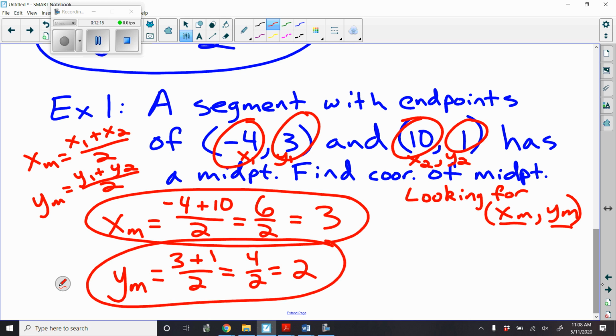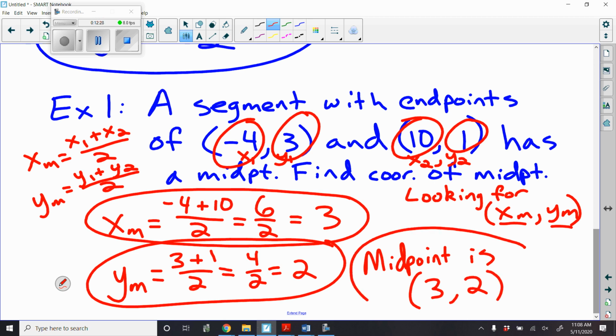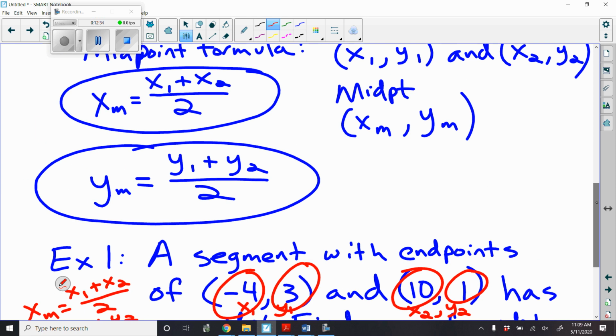So I have my midpoint then. I'm going to label it as a midpoint, and I'm going to write this in coordinate form as 3, 2. And again, if we look back at our graph, let me go ahead and plot those two up here.